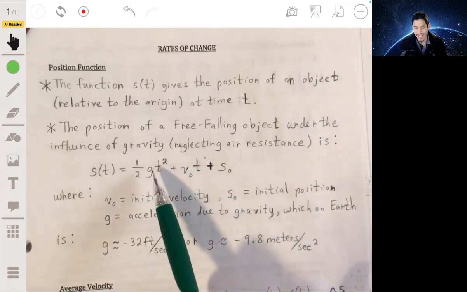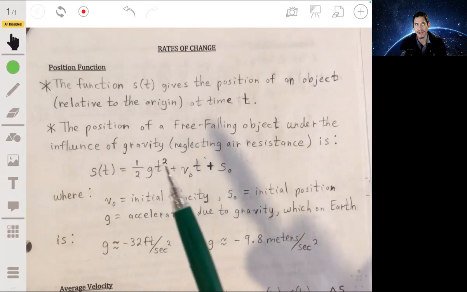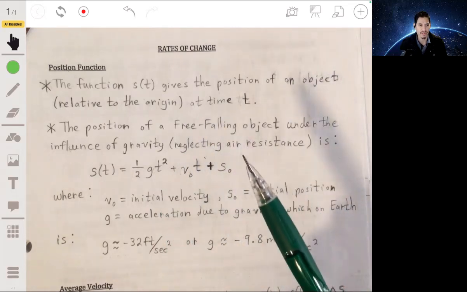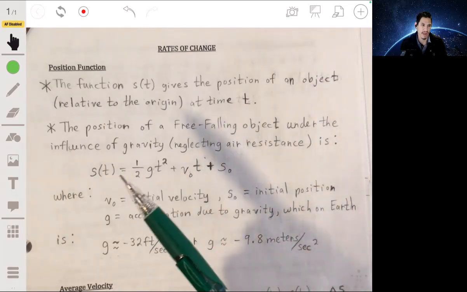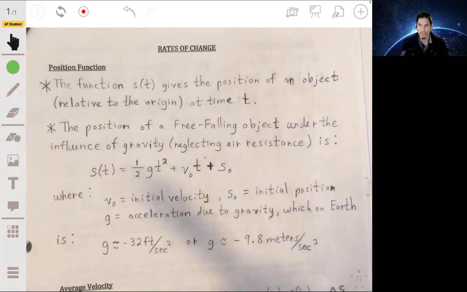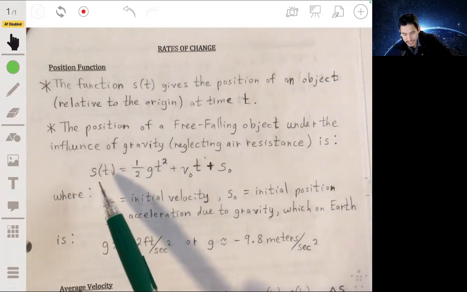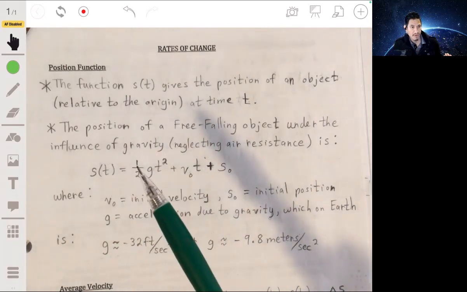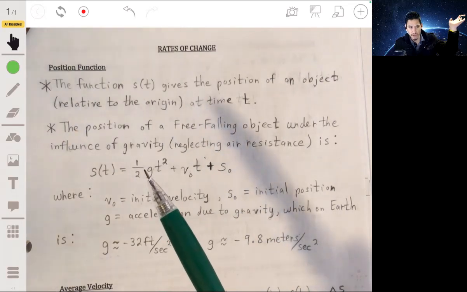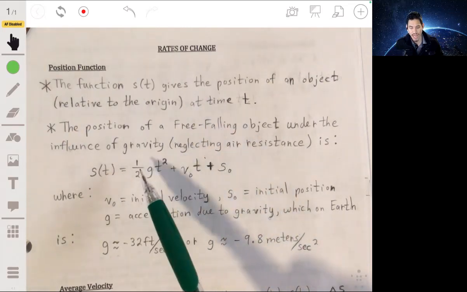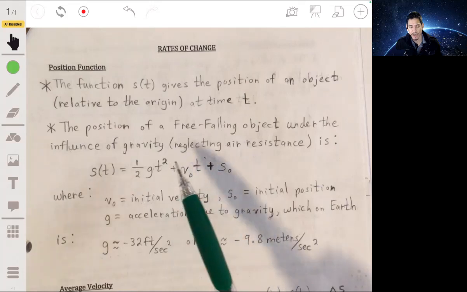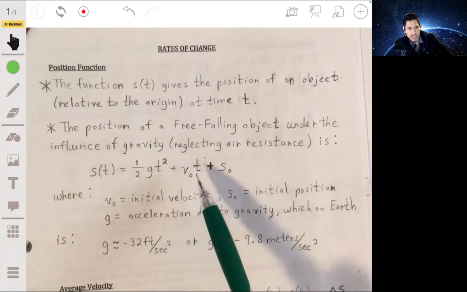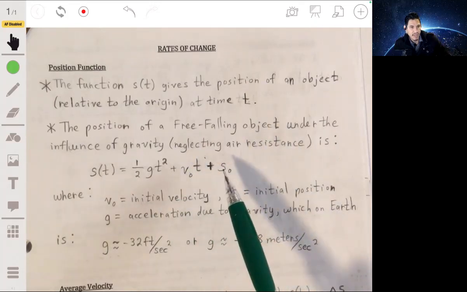Sometimes on the AP exam they'll assume that you know what the acceleration of gravity is. I don't know if they're going to make a change this year, but what this says is that the position of an object falling under the influence of gravity, so maybe dropping off a building or something you throw in the air, is equal to 1/2 g t squared plus v naught times t plus s naught.